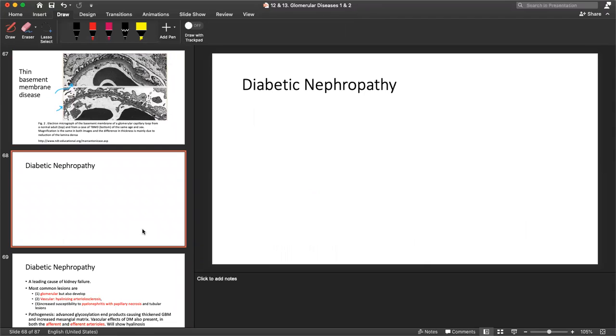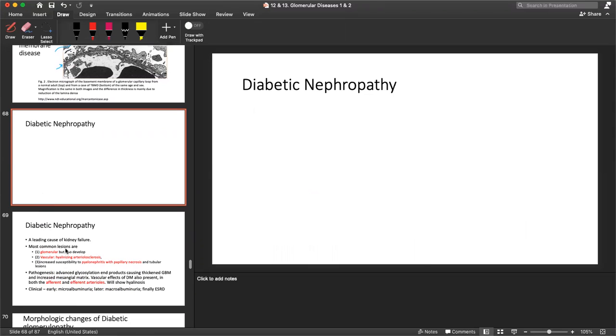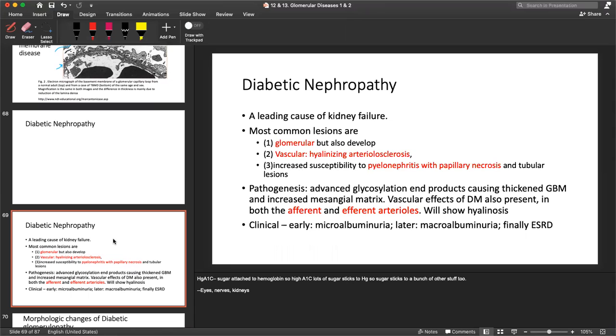Diabetic nephropathy. I would say this is important because there's lots of diabetics out there. So common lesions are glomerular, vascular, pyelonephritis with papillary necrosis is common, and it's going to affect the afferent and efferent arterioles. It's also going to have that pink stuff, hyalinosis.